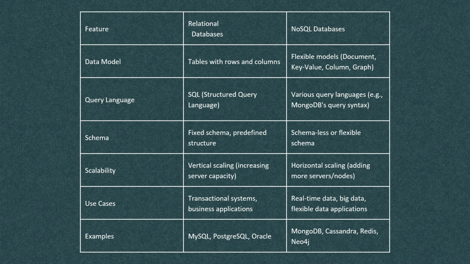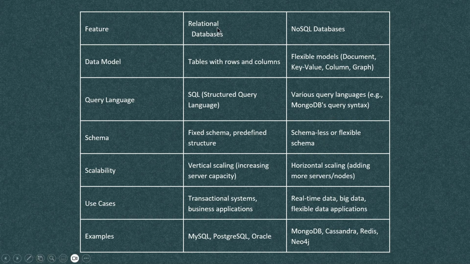In a non-relational database it's flexible. How is it flexible? You can represent it as key-value pairs, documents, columns or graphs, whatever suits your requirement, you can choose that particular data model. And coming to the query languages, for relational databases it is SQL. Similarly for NoSQL, there are various query languages, such as the MongoDB query syntax. So this is a particular language, right? There are different languages used for NoSQL databases.